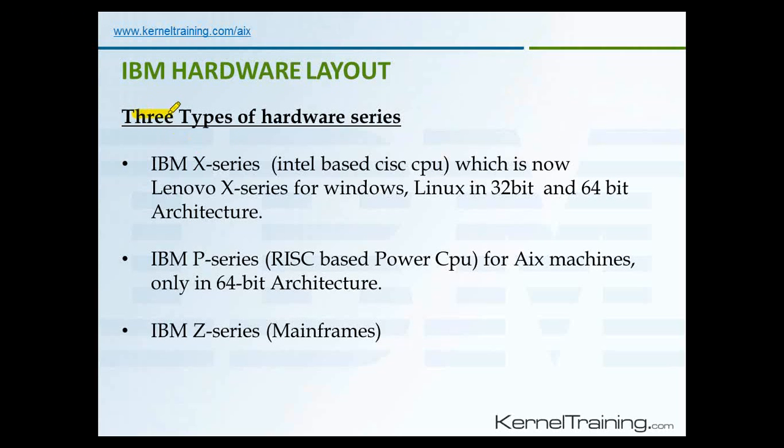that would be your P series hardware. So again, when it comes to IBM, there are three types of hardware series. One is IBM X-series, another is IBM P series, and Z-series. Nowadays IBM X-series has been sold to Lenovo, so it is no longer called IBM X-series, but Lenovo X-series, and is generally used for Windows and Linux platforms, 32-bit and 64-bit architecture. Whereas IBM P series uses a special RISC-based Power CPU only for AIX machines, for running 64-bit architecture, whereas Z-series is used for mainframes.